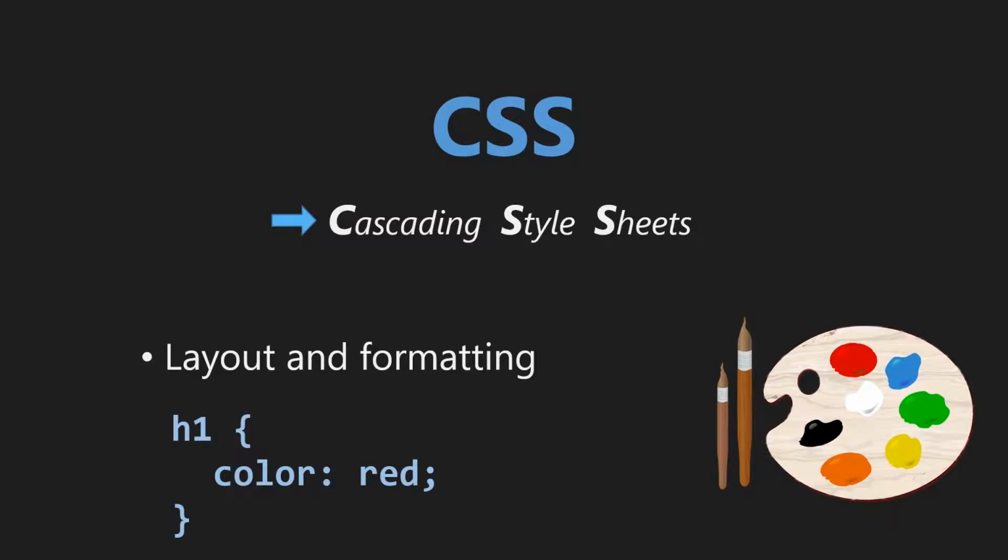Besides HTML, we have also CSS, and CSS stands for Cascading Style Sheets. With CSS, we have the ability to control the presentation, but also the layout and the formatting. We can change the appearance of our HTML elements. For example, we can change the background color, we can enlarge text, and we can make a border around text.